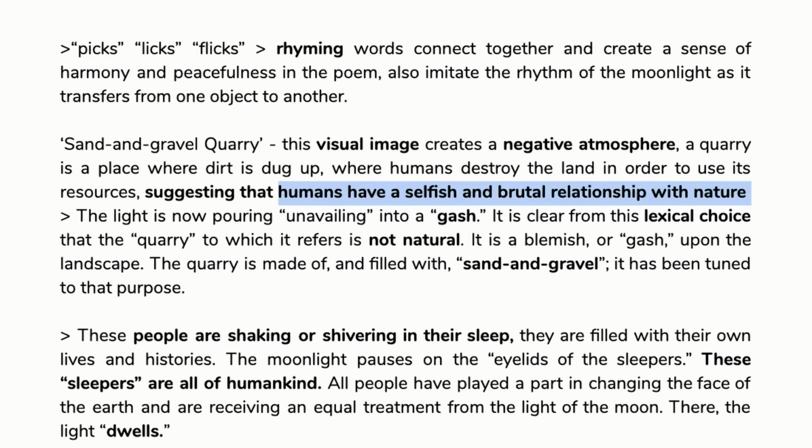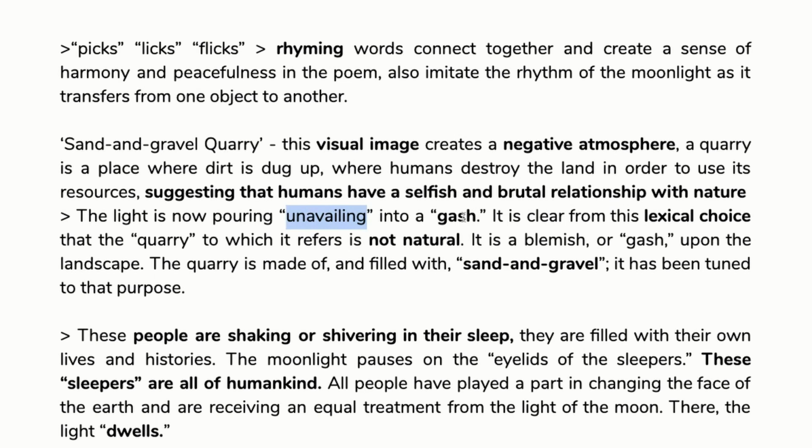But something that's really positive about it, rather than being fixated on the negativity, is that, again, this moonlight that is pervasive, it's everywhere in the poem, is actually pouring into all of these kind of broken aspects of the landscape and replenishing it, filling it in a kind of purifying and neutralizing way. So the light is now pouring, unavailing, meaning it's kind of like trying to repair it. Unavailing is a continuous movement as well.